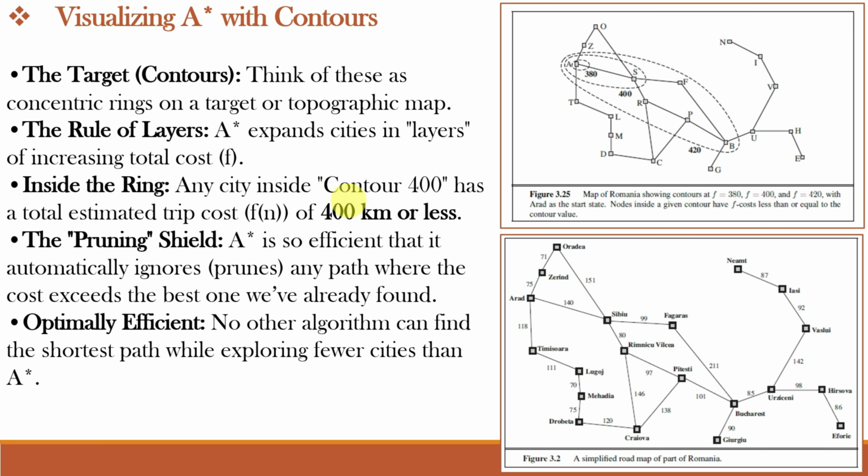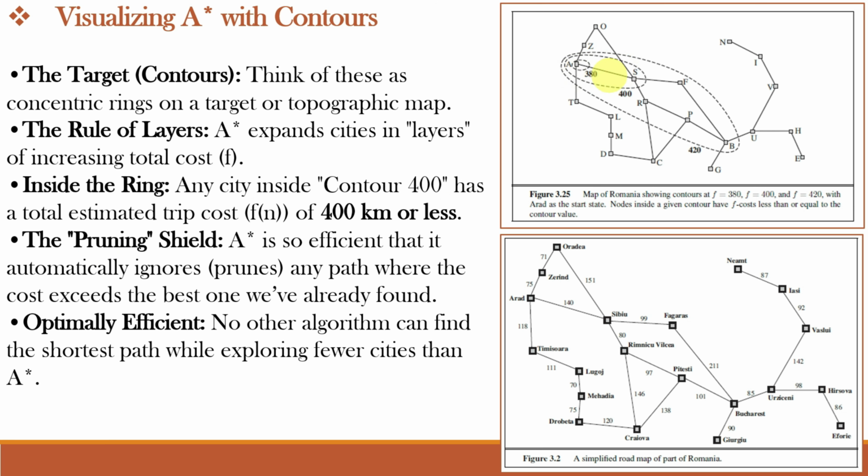Now how does this help? Remember our waiting list? A star explores everything in the 380 ring first, then the 400 ring and then the 420 kilometers ring. It moves outward in these layers, always finishing the cheapest layer first before starting the more expensive layer.